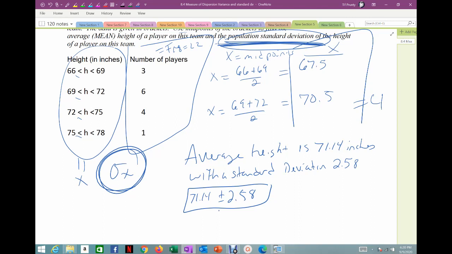Alright, so that's relative frequency tables, population, and sample standard deviation. I'm going to stop there. Next one we're going to get to is probability cases.